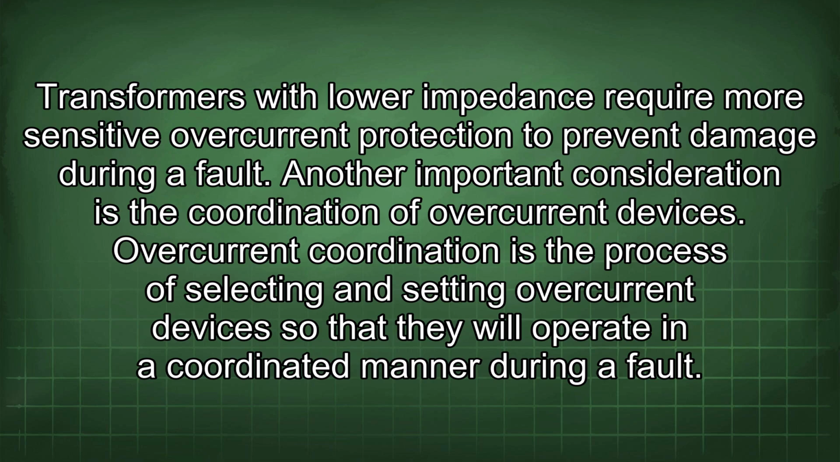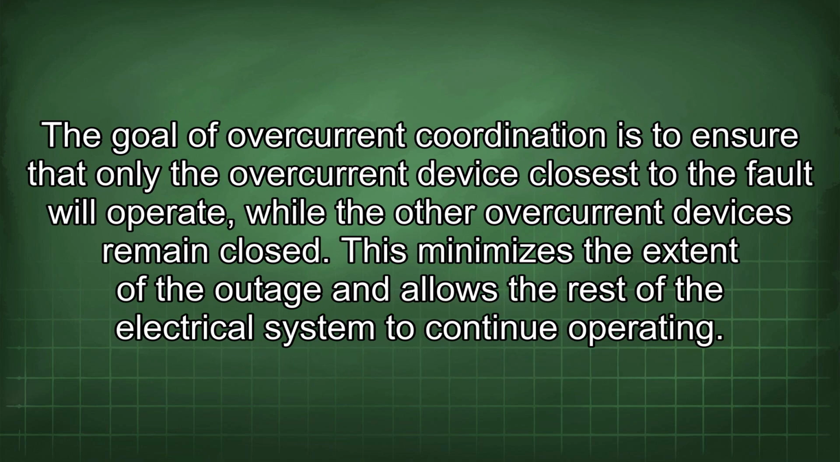Another important consideration is the coordination of overcurrent devices. Overcurrent coordination is the process of selecting and setting overcurrent devices so that they will operate in a coordinated manner during a fault. The goal of overcurrent coordination is to ensure that only the overcurrent device closest to the fault will operate, while the other overcurrent devices remain closed. This minimizes the extent of the outage and allows the rest of the electrical system to continue operating.